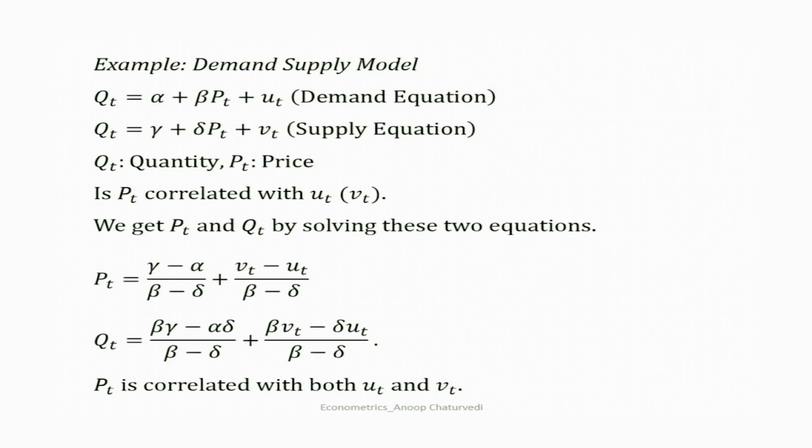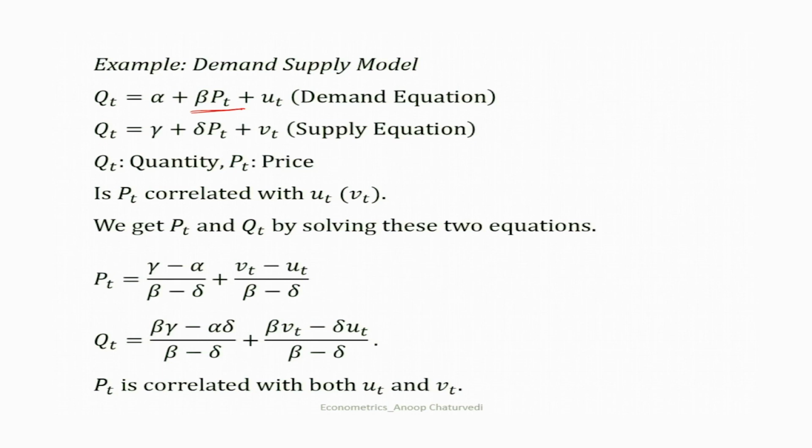Now, the question is: is p_t correlated with u_t or v_t? Here, although p_t is your exogenous variable, the question is whether it is correlated with u_t or not. Now, we get p_t and q_t by solving these two equations. You equate these two equations, obtain the value of p_t, and then substitute the value of p_t in any of these two equations and obtain the value of q_t.